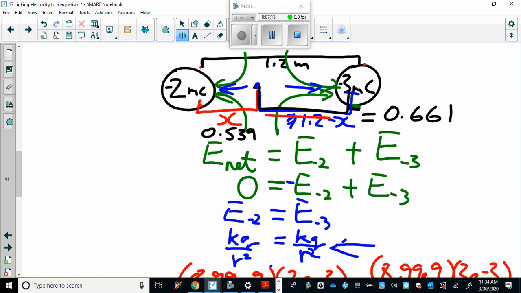So it's 0.661 meters to the left of the 3 millicoulomb charge, or you could say 0.539 to the right of the negative 2 millicoulomb charge.